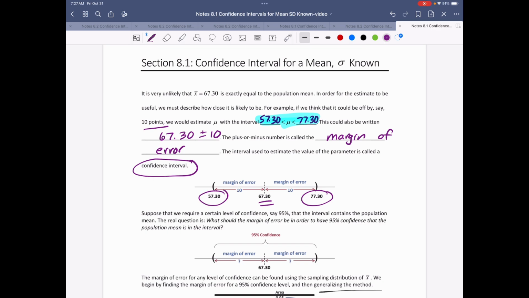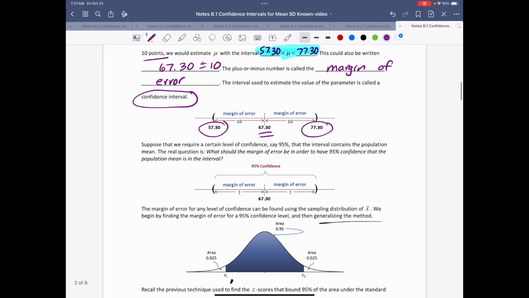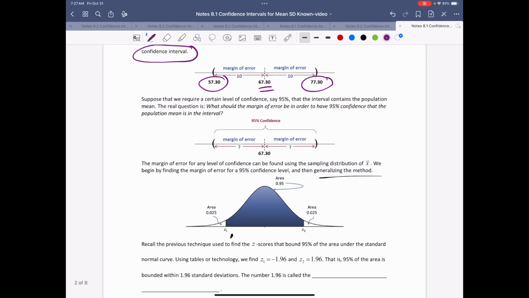Suppose that we require a certain level of confidence, say 95%, that the interval contains mu. The real question is, what should the margin of error be in order to have 95% confidence that the population mean is in the interval? And what that's going to get into is your familiar z-scores that we did before. The margin of error for any level of confidence can be found using the sampling distribution of X bar. We begin by finding the margin of error for a 95% confidence level, and then we'll keep going from there.